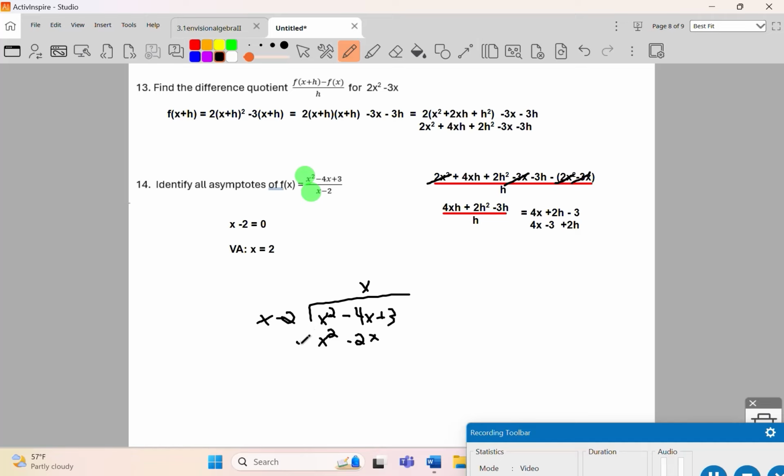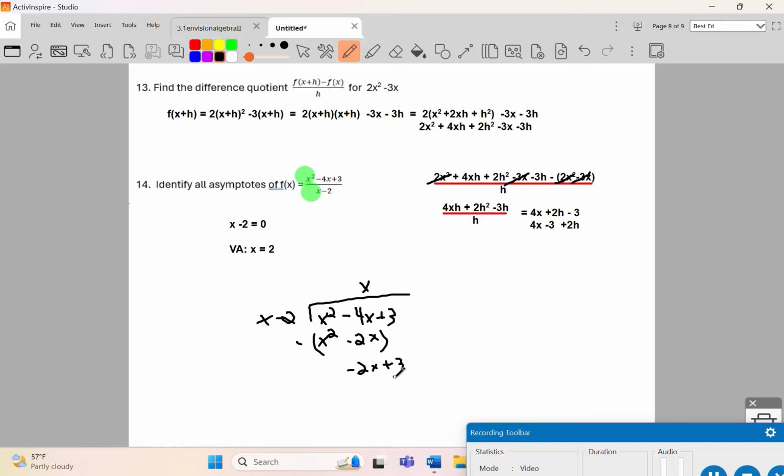I'm going to wrap before I subtract. x squared minus x squared is nothing. Negative 4x minus the negative 2x is negative 2x. And n plus 3. Now, if you're wondering why I'm doing long division, it's because long division always finds asymptotes.